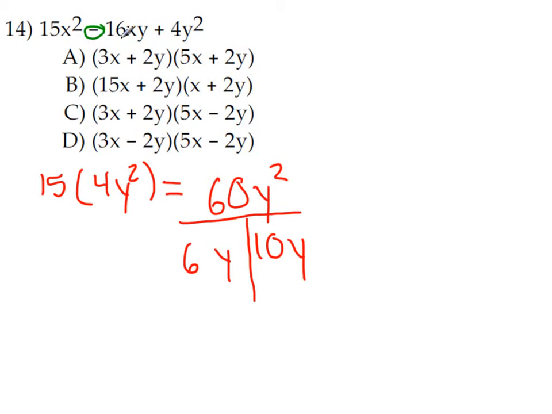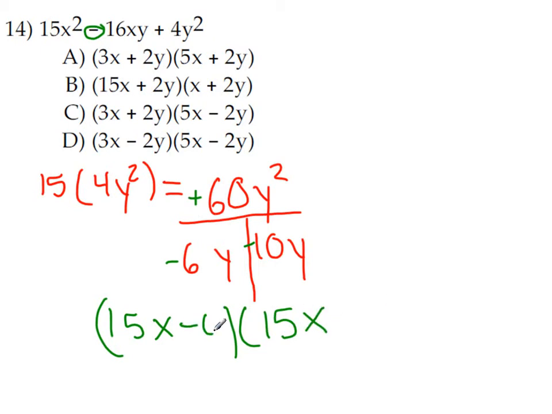It's negative. Now this is positive, so these two are going to be both negative in order for us to get the positive, and -6y plus -10y sure enough is -16y, which is exactly what we want. So now we need to repeat our a term twice. So we have 15x, 15x, then we have -6y, -10y.